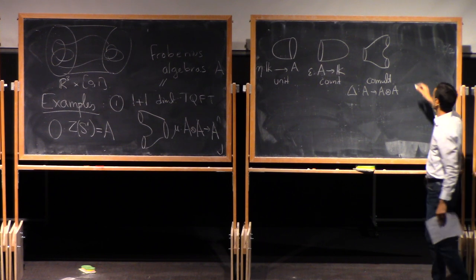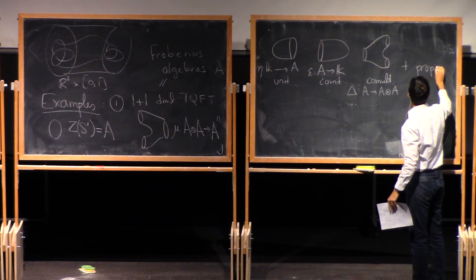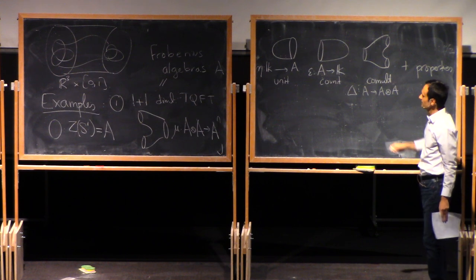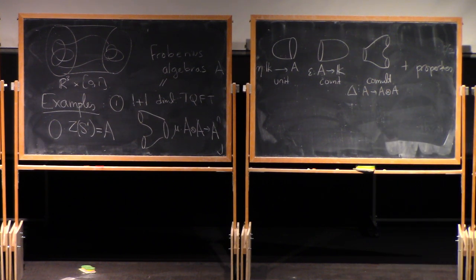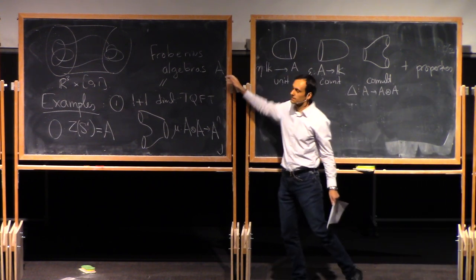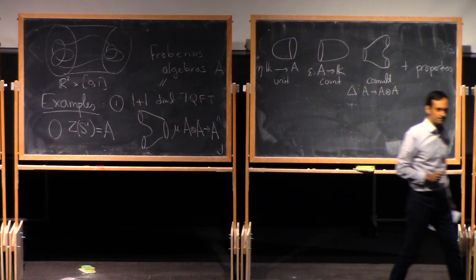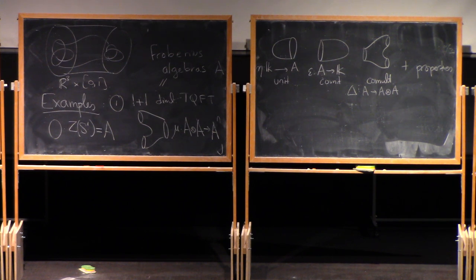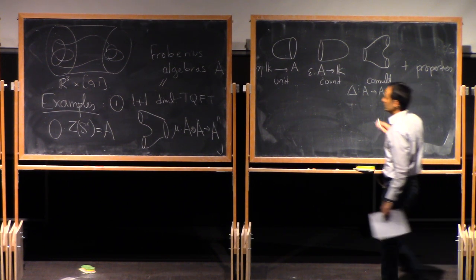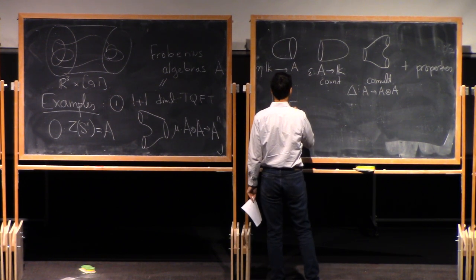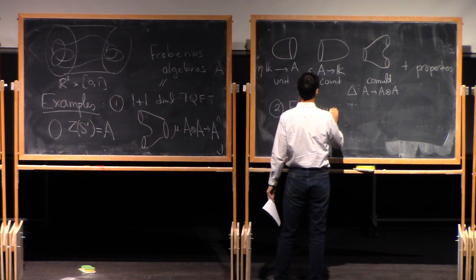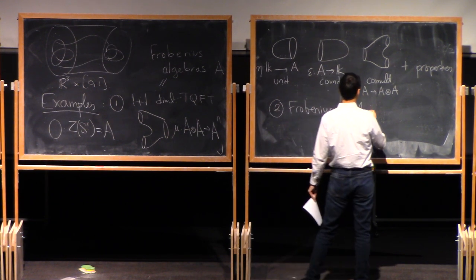Okay, and they have to satisfy some properties. I'm not going to say what these are, but basically every cobordism between one-manifolds can be decomposed into pairs of pants and then these caps and cups. And they have to satisfy some properties. If you write down what it is, this gives you the concept of a Frobenius algebra. All right, so actually, what's an example of a Frobenius algebra? Here's a Frobenius algebra.